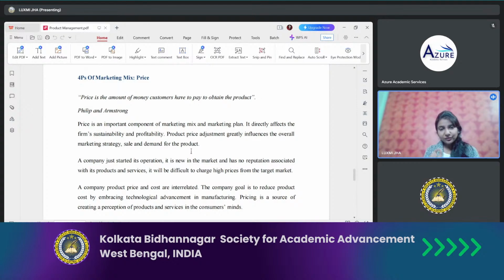Now, let me give you a few examples which you will be able to relate with. Our Indian market is divided into two different markets. I hope you have heard about this. The first is the rural market, the second is the urban market, right? These two different markets have different characteristics.